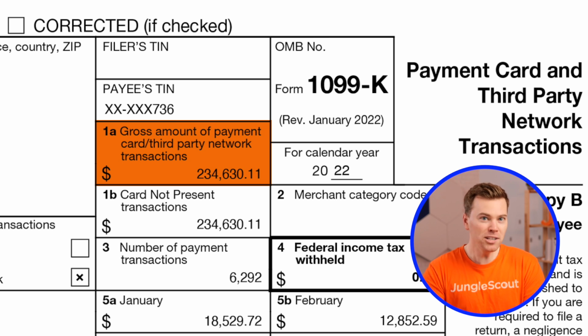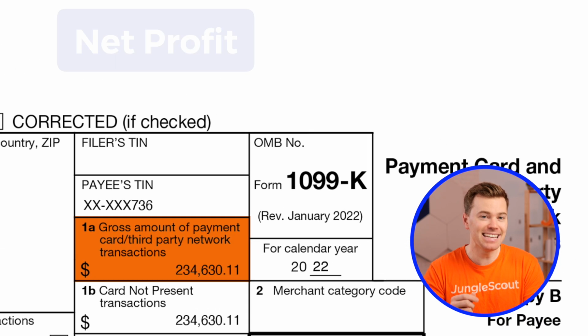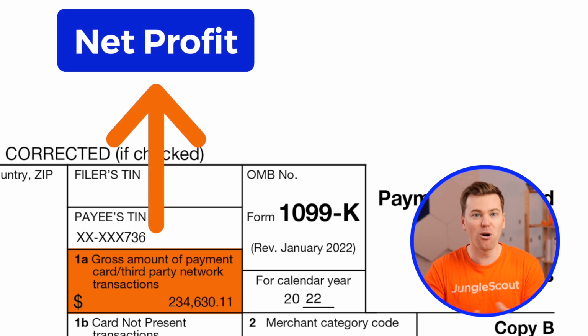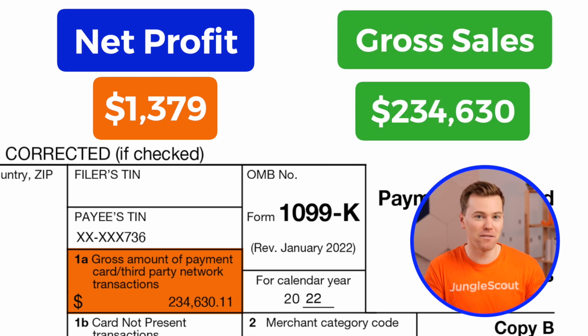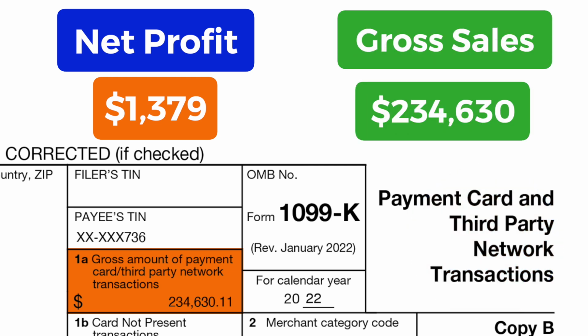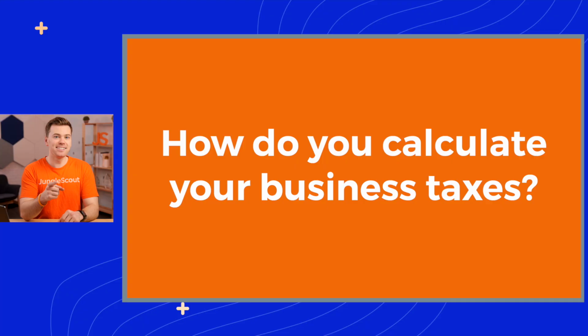Instead, we're only on the hook to pay however much we made in net profit, which after all of our expenses and deductions was just over $1,300. That's quite a big difference compared to our revenue amount, or in other words, gross sales. So just like we did, how can you easily calculate the amount that your business owes in taxes?